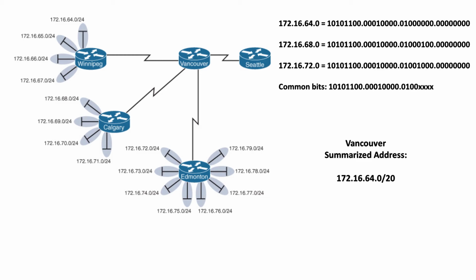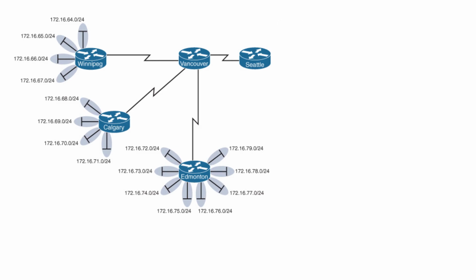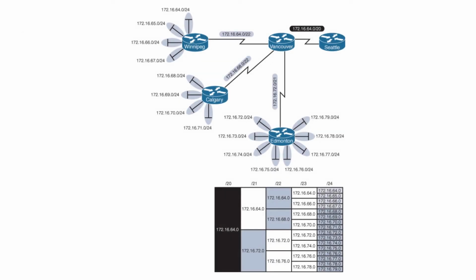Vancouver has now told Seattle that, in one line of a routing update, 16 different networks are being advertised. This is much more efficient than sending 16 lines in a routing update to be processed. The following image shows what the routing updates would look like, with route summarization taking place.